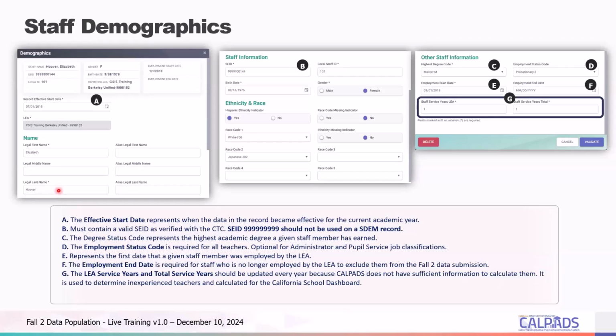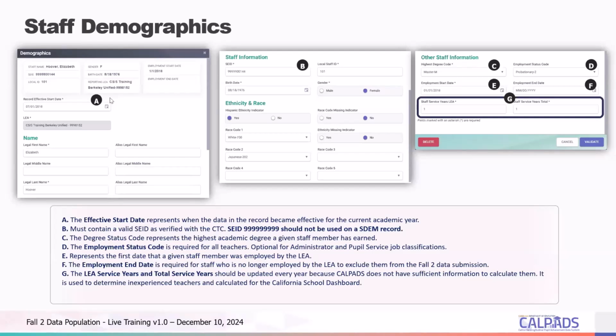All staff members who are active during the Fall 2 submission need to have a staff demographic file with a record effective start date. That's the field labeled A on the screen here, on or prior to Census Day. The effective start date represents the date that the data in the record became effective. And there is a change this year regarding the record effective start date.